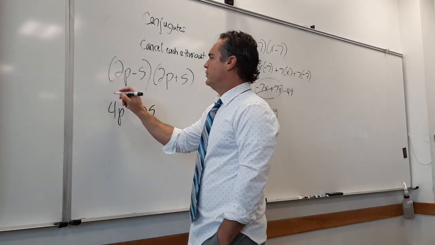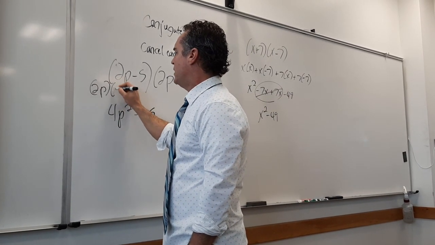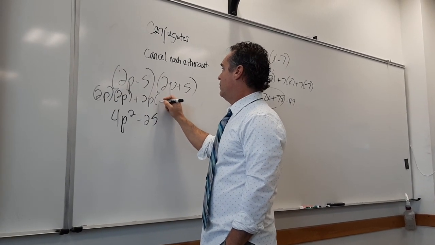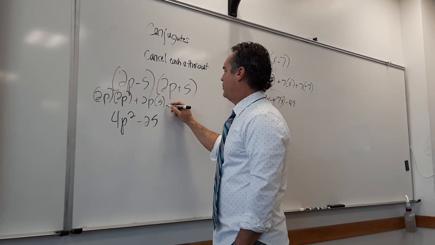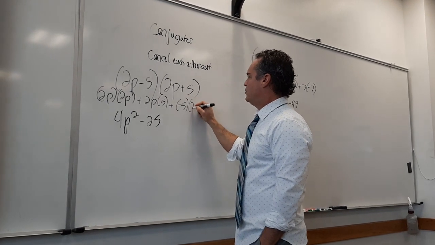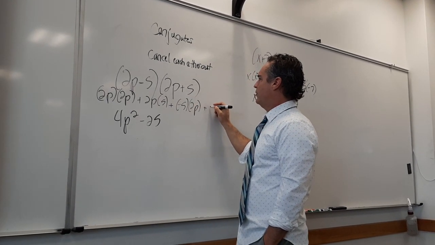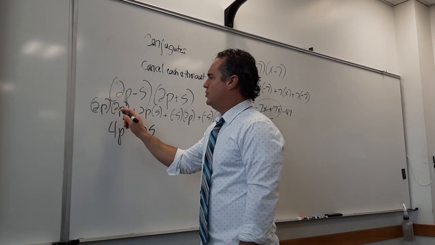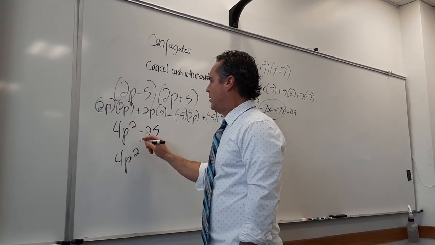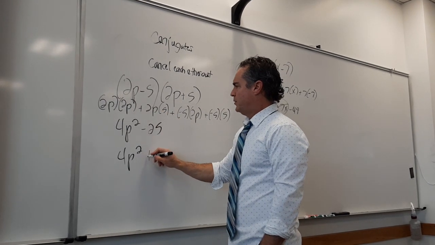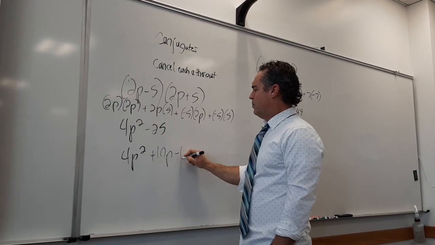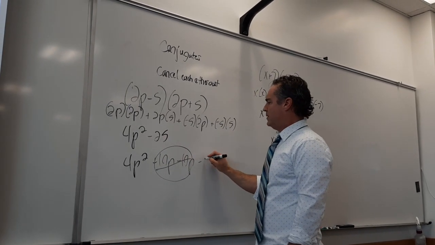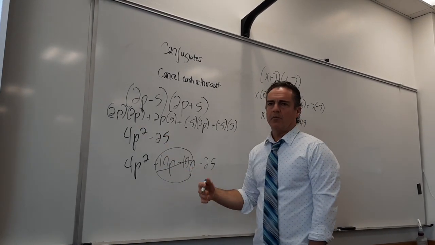If we go through this and do it the long way, we're going to have 2p times 2p, plus 2p times 5, plus negative 5 times 2p, plus negative 5 times 5. 2 times 2 is 4p squared, and 2p times 5 is plus 10p, and the middle term is minus 10p. Again, those cancel each other out, and negative 5 and 5 make negative 25, which is 4p squared minus 25.